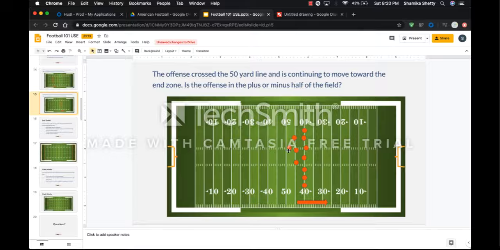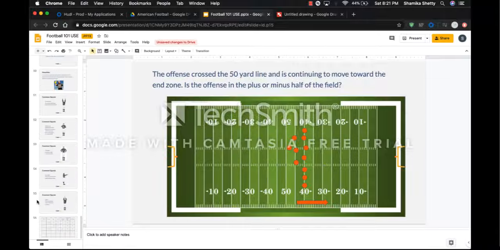So how do you differentiate the referees? The referee standing behind the offensive team, this is the offensive team going this side, the referee standing behind them will always wear a white cap. And the referee standing behind the defensive team will always wear a black cap. That's how you differentiate the referees. Let's go back.